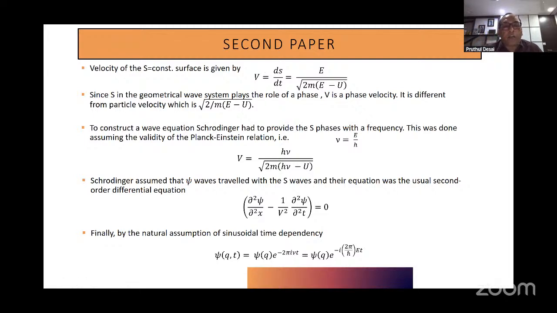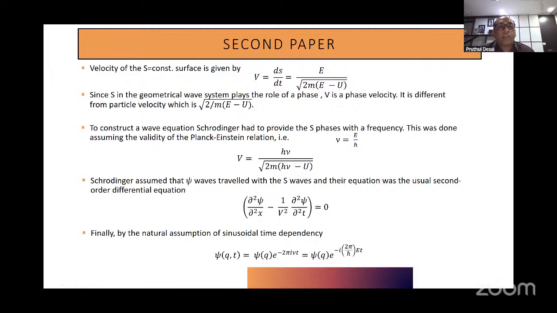Now, the next part was to construct the wave equation. So naturally, he had to provide these S phases, the S constant surfaces, with frequency. This is where he takes the help of the Planck-Einstein equation, E is equal to h nu. So in order to give frequency to the S phases, he says, let the frequency of these S phases be equal to E upon h. That's why E is equal to h nu. I substitute E here, and V becomes E divided by the square root of 2m(E minus U).